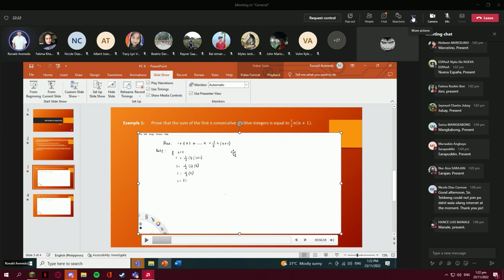The formula is true for now, but this is not yet enough to prove or to show that this statement is true. We will try another value of n. We're going to let n be equal to 2. When we say n is equal to 2, then it means that the number of terms is 2. And those are the first and the second numbers, which are 1 and 2. Therefore, on the left side of the equation, that would be 1 plus 2. Did you understand? Naintindihan bakit 1 plus 2 na siya ngayon?